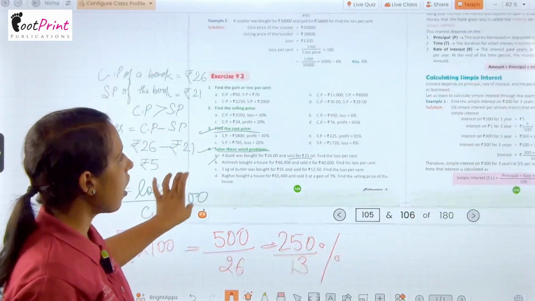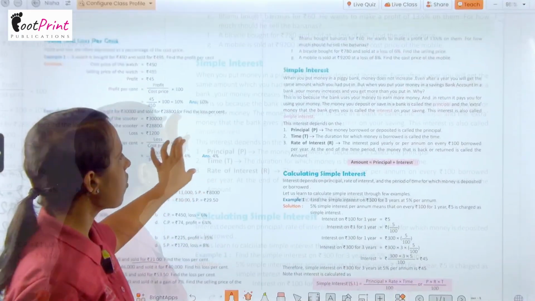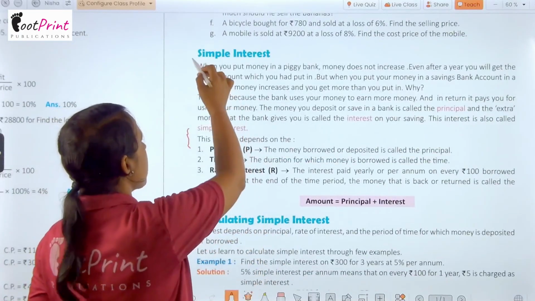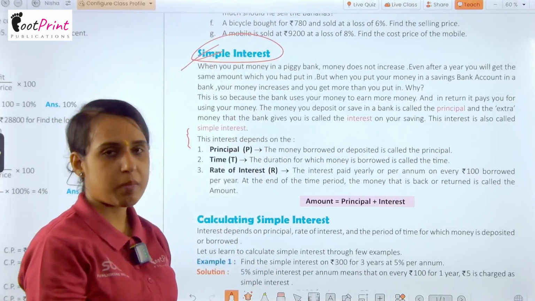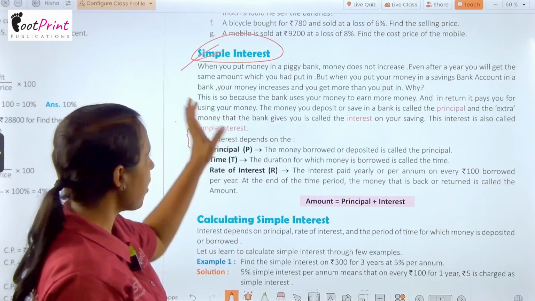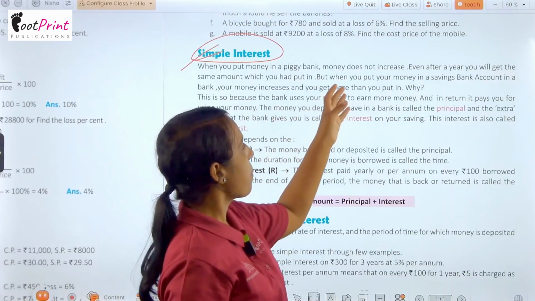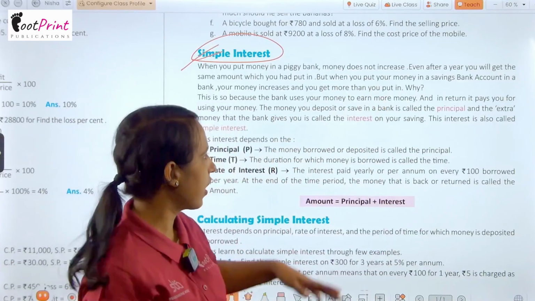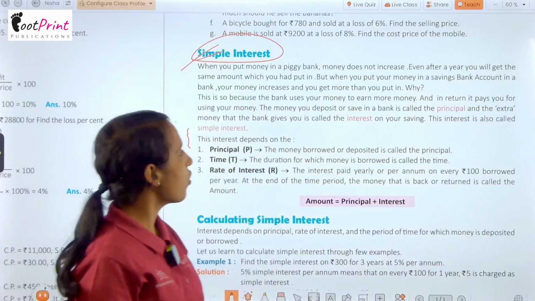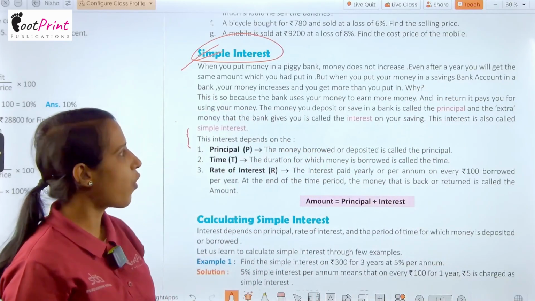Okay, now we have the next topic, simple interest. So what is simple interest? Let's see here. When you put money in a piggy bank, money doesn't increase. Okay, so even after a year you will get the same amount which you had put in.